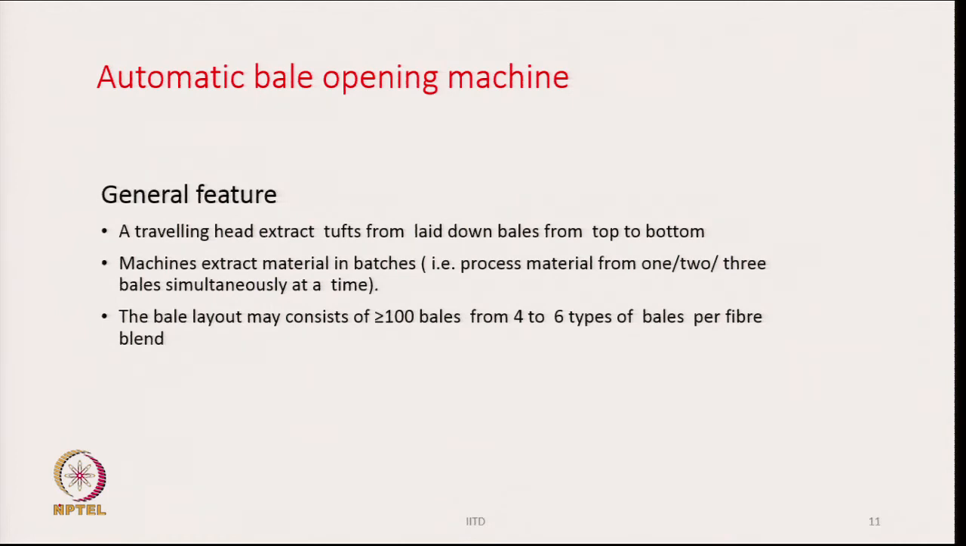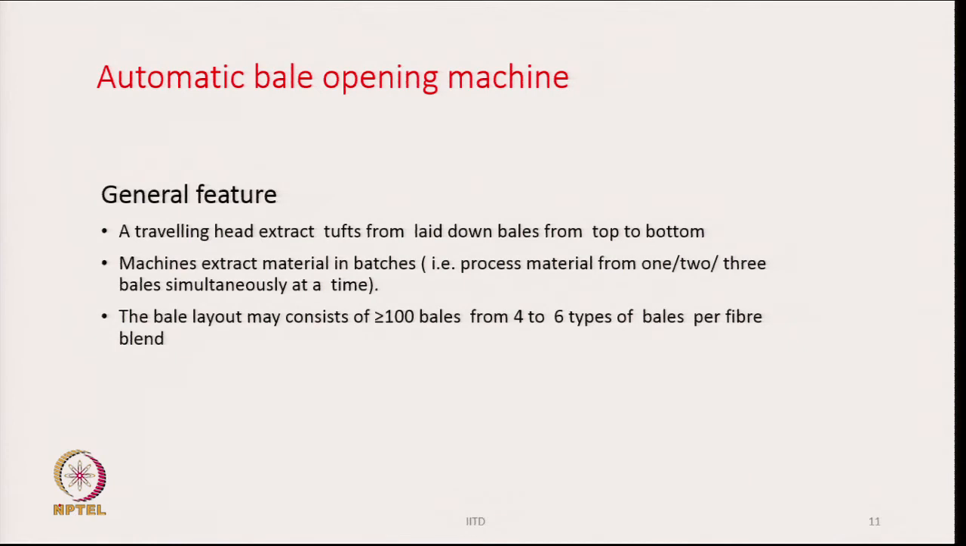But automatic bale opening machines will not have any manual operations. The only manual operation is that you have to lay down the bales on the floor near the machine in a particular order. That is what is done. The rest is taken care of by the machine itself. The machine has a travelling head which extracts tufts from the laid down bales from top to bottom.